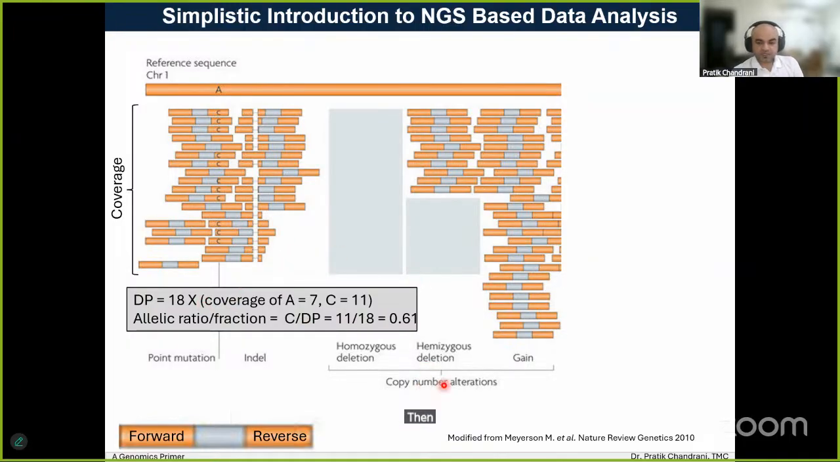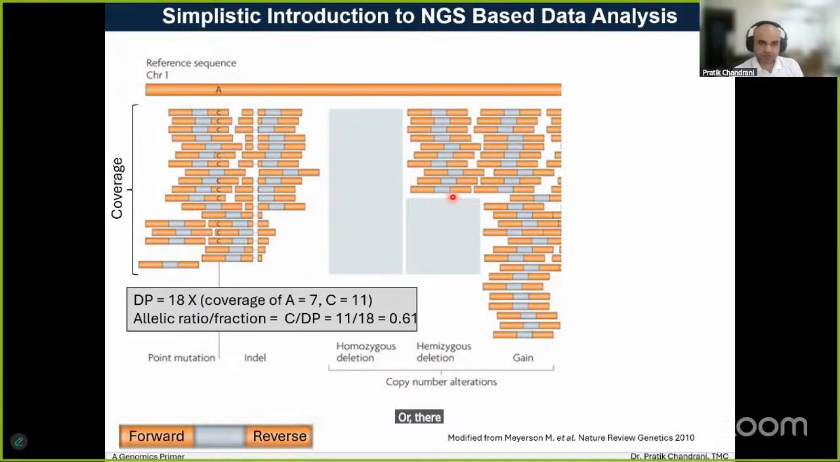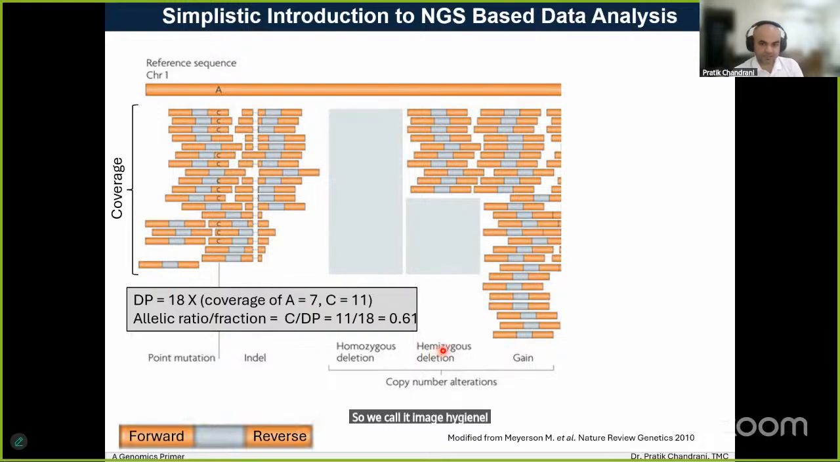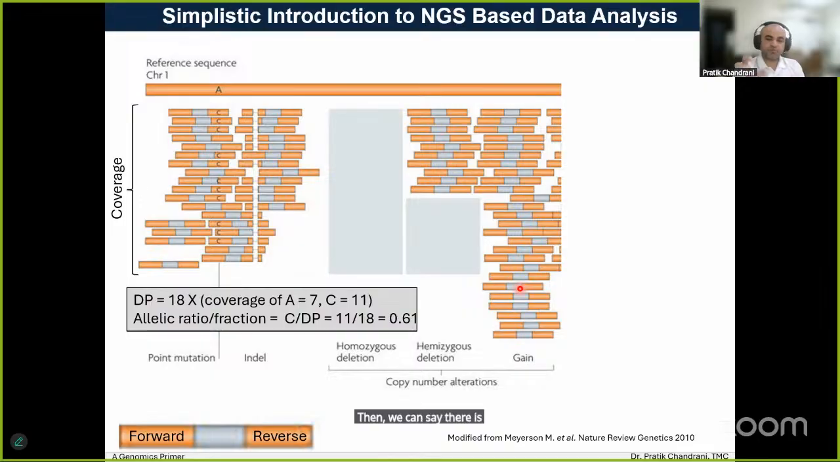Then another type of variant is copy number alteration, in which either a whole bunch of DNA region is deleted, which is called homozygous deletion, or there is less than half of the coverage compared to the average coverage of the sequencing. So we call it hemizygous deletion, single copy deletion. If we have more reads than the average, then we can say there is an amplification or copy number gain in this particular location.